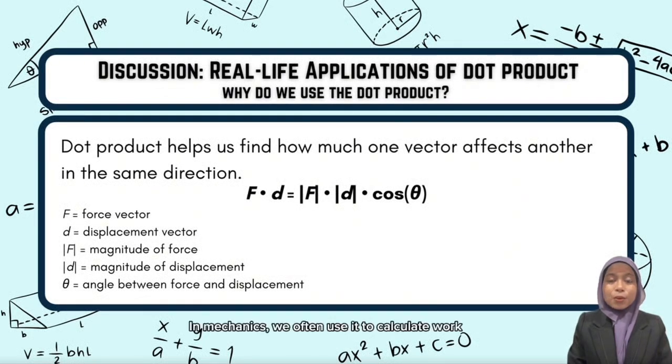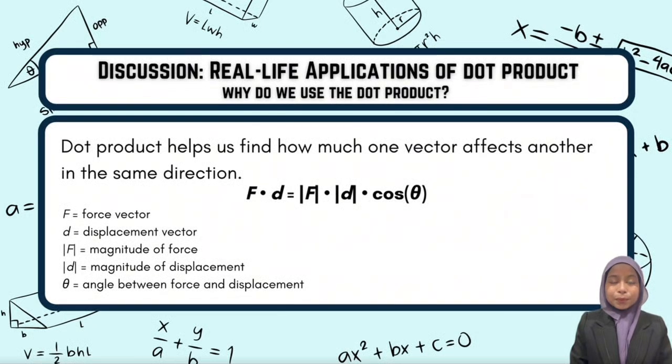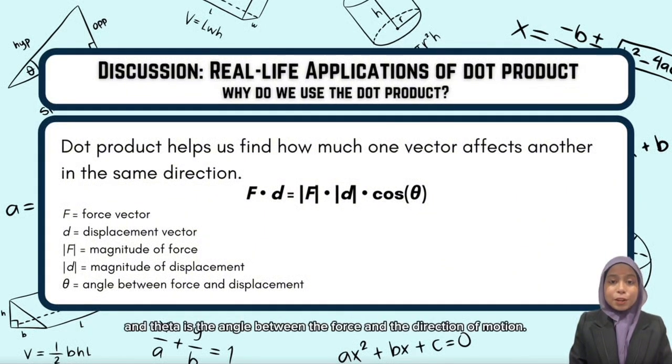In mechanics, we often use it to calculate work, which is the energy transferred when a force causes movement. The formula is F dot D equals modulus F times modulus D times cosine theta. F is the force vector, D is the displacement vector. Modulus F and modulus D are the magnitudes of those vectors, and theta is the angle between the force and the direction of motion.